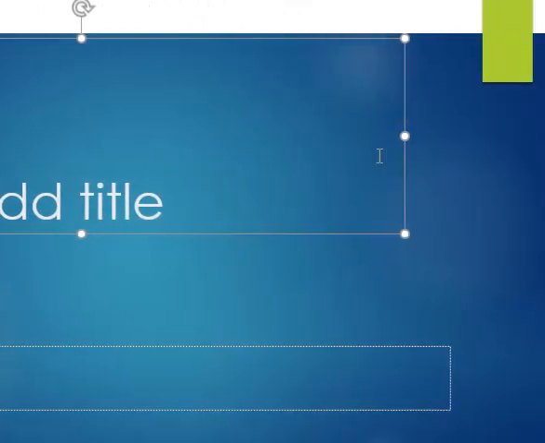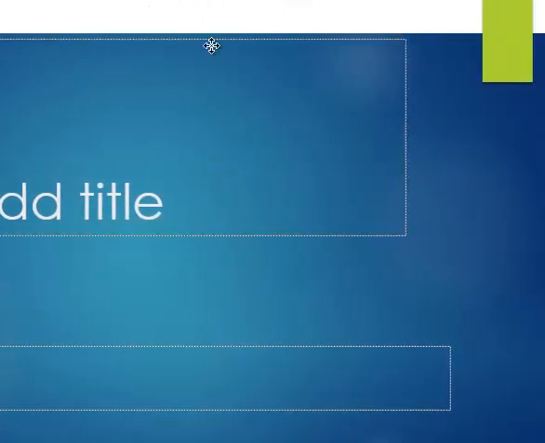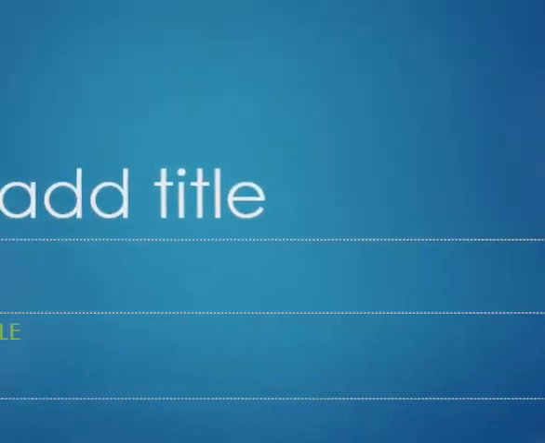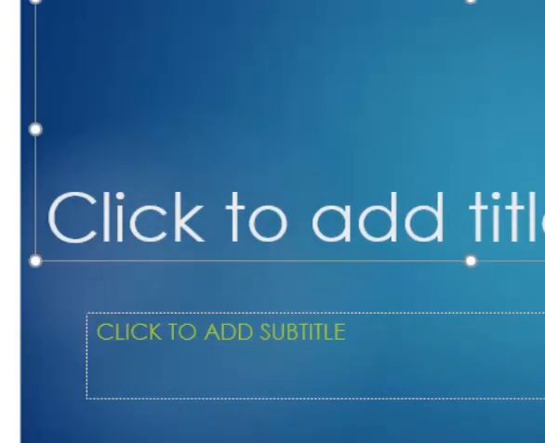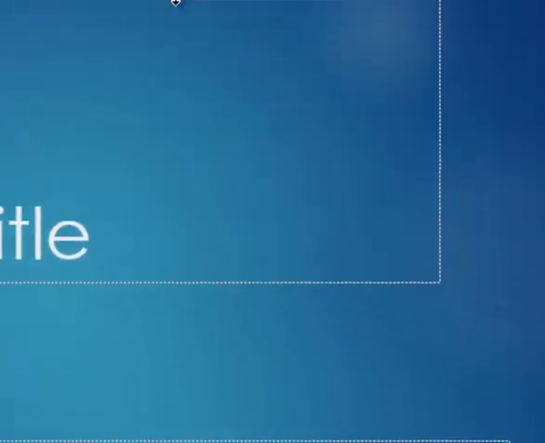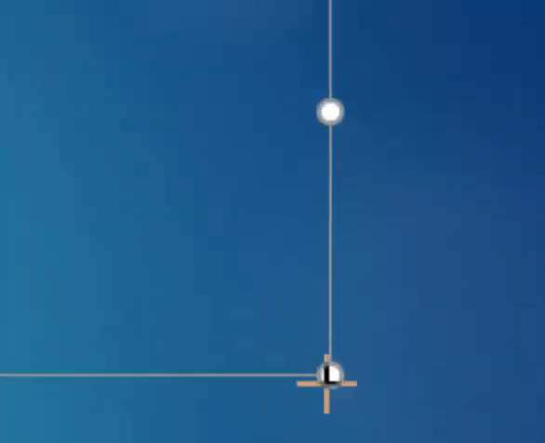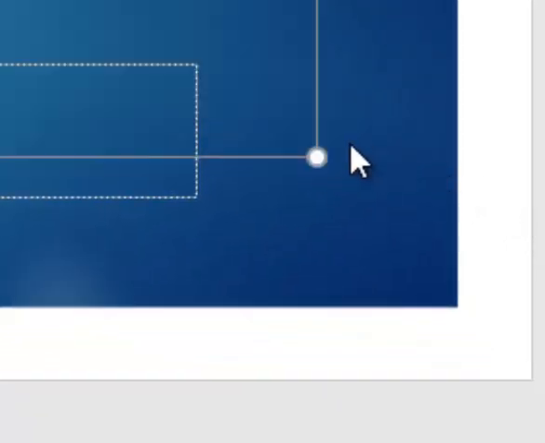A move arrow has four arrows on it. When a move arrow is active, the mouse appears as four arrows, as the one you are seeing now. A resize arrow has two arrowheads.